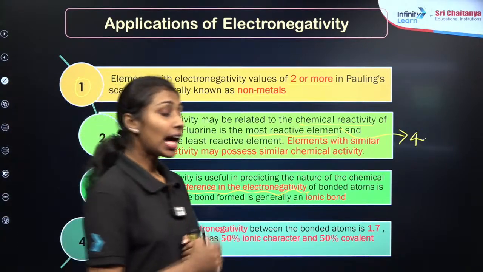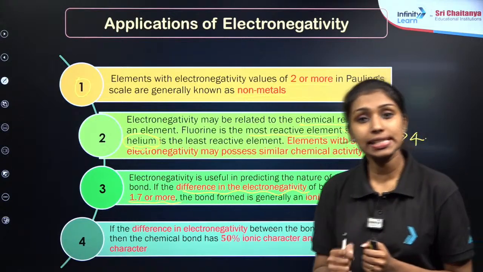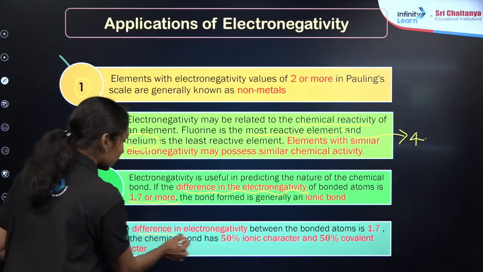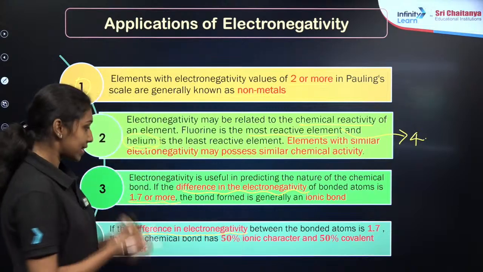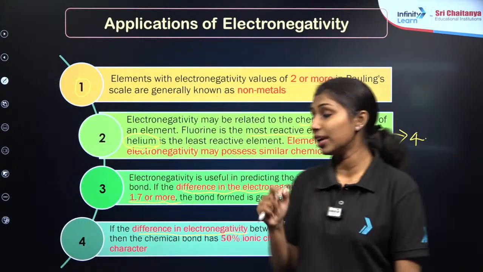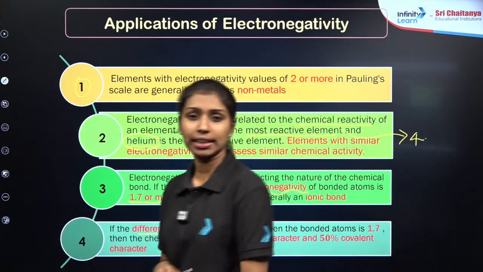Similarly, we can predict the ionic character as well as covalent character of a particular bond according to the difference in electronegativity. Whenever the difference in electronegativity between the bonded atoms is 1.7, it means that the chemical bond has 50% ionic character as well as 50% covalent character, right? Clear?